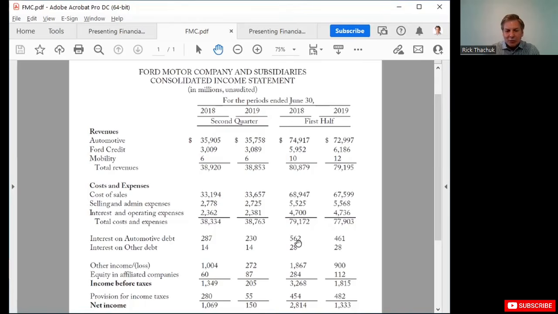Do one last one. Can you present interest on other debt for me, please? Interest on other debt is singular, so you should have said interest on other debt at Ford Motor Company and subsidiaries was 28 million US dollars in the first half of 2018.